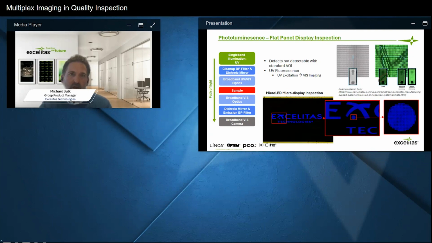So in this case, the optics should be able to transmit high power UV light to the sample, but not necessarily be used for imaging purposes.